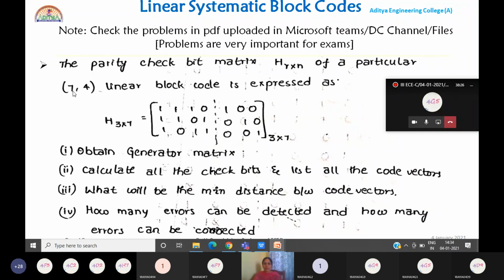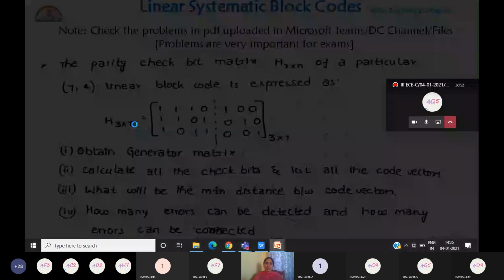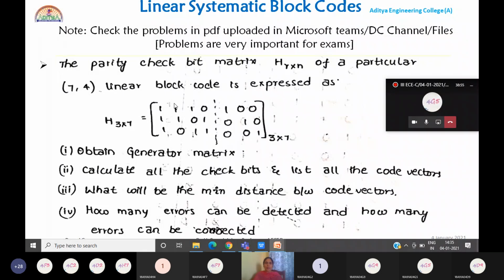What is the value of R? 7 minus 4, that is 3. 7 minus 4 will be 3. And H of 3 by N, N is 7 here. So H of 3 by 7 is given to you. There are 3 rows and 7 columns. Out of 7 columns, messages have 4 columns and the remaining 3 columns are for the identity matrix. So the first matrix will be the P transpose matrix followed by the identity matrix of size R by R, that is 3 by 3. Now you can be clear that this is the matrix P transpose.